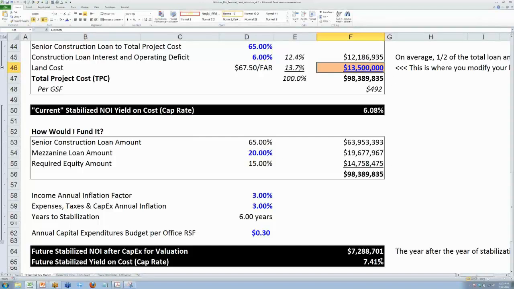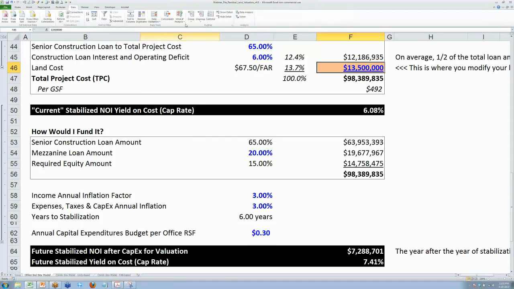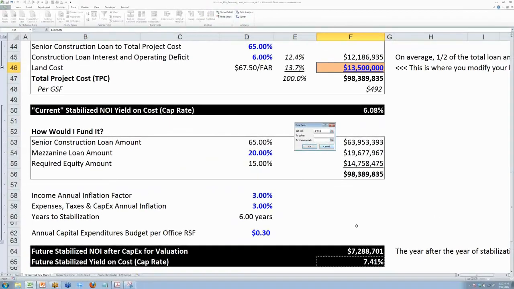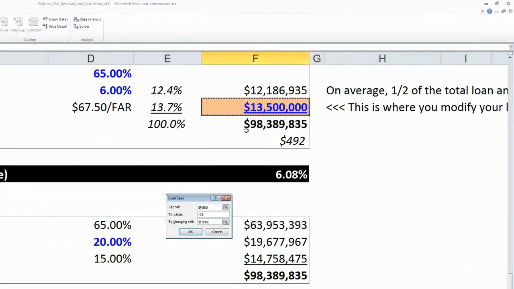And so the way that we're going to do this is we're going to use the goal seek function. And so I want everybody to do this. Go to your data tab and to the what if analysis button and then select goal seek. Alternatively, you can do Alt T as in Tom, G as in goal seek, and it's going to bring up this box. And so in this dialog box, what we want to put in the first cell is, well, I want to solve for a future cap rate of 8%, let's say. So I'm going to set cell F as in Frank 65 to value 0.08 by changing cell F as in Frank 46, which is my land cost.